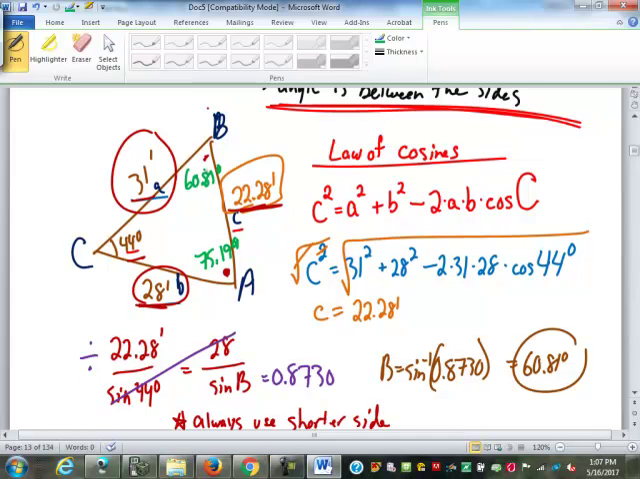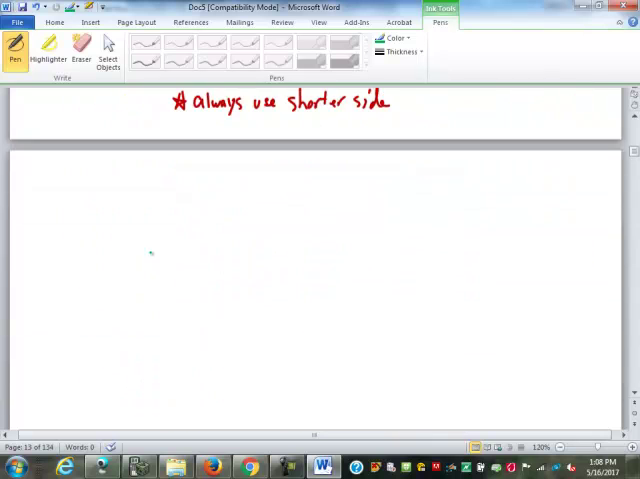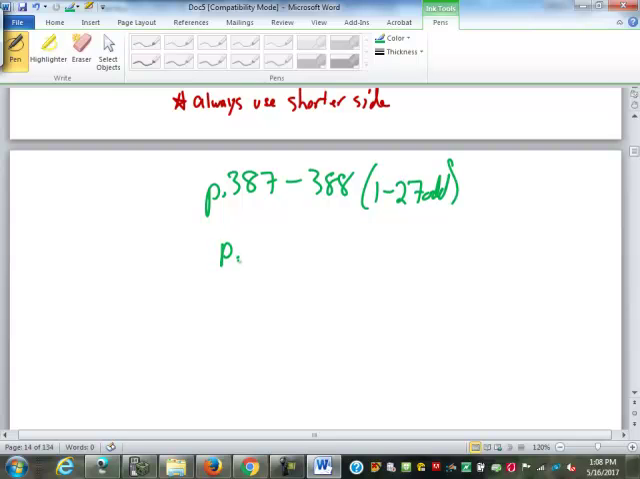Okay, tomorrow we'll take a little bit more time to go over these. For now, homework. I believe this is in your bigger packet that I gave you. Page 387 to 388, 1 through 27, the odds. And page 390 to 391, 1 through 27, the odds.